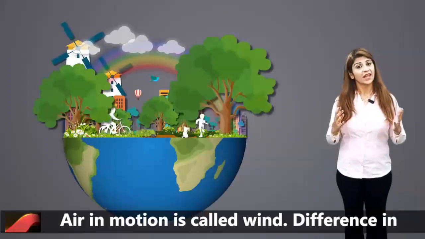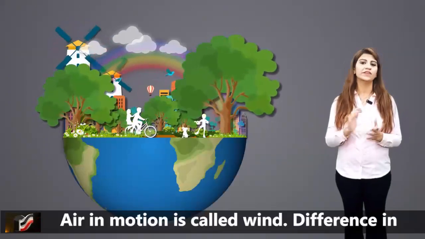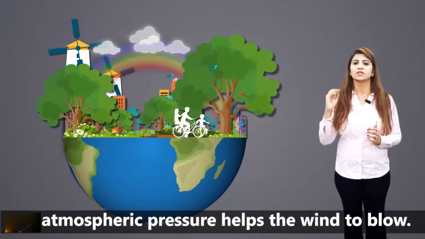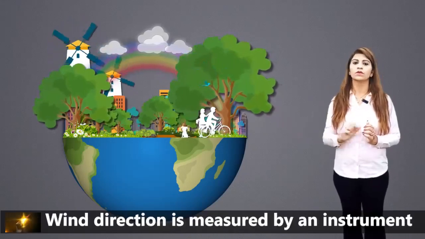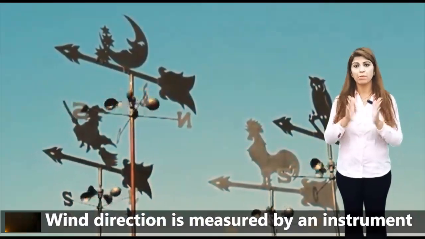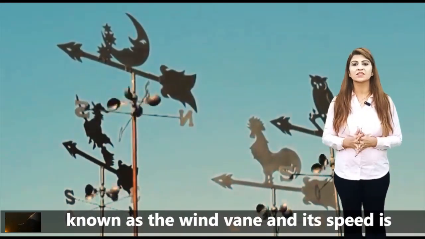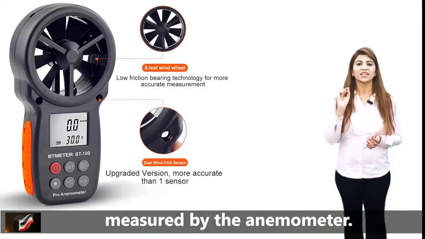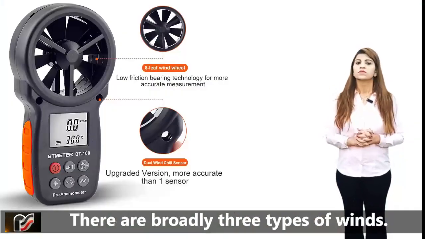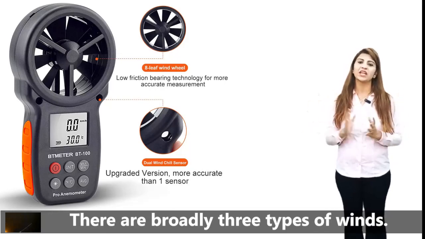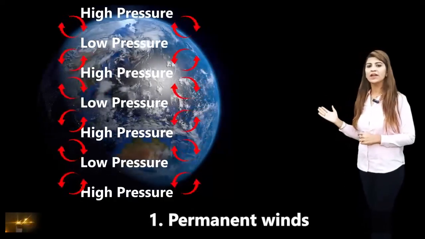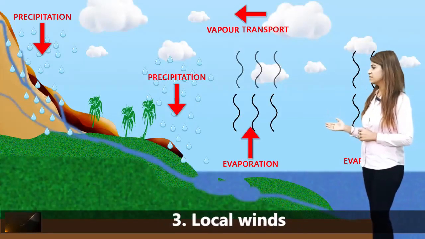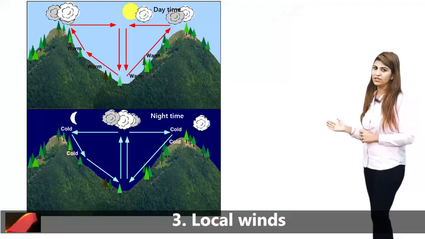Wind. Air in motion is called wind. Difference in atmospheric pressure helps the wind to blow. Wind direction is measured by an instrument known as the wind vane, and its speed is measured by the anemometer. There are broadly three types of winds. Number one, permanent winds. Number two, seasonal winds. Number three, local winds.